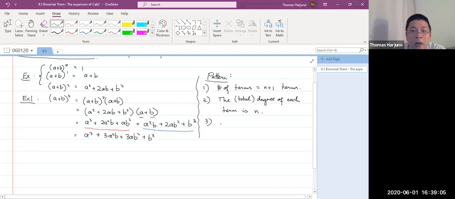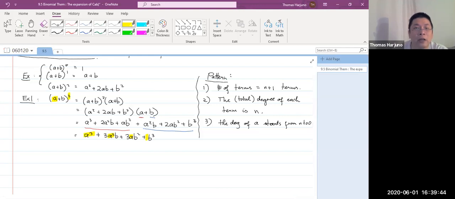Okay. The third pattern is that the degree of a starts from n down to the degree of 0. If we put them in order, right? So if this is the degree of 3, the first term being expanded will be a cubed, a squared, a, and then a to the 0, right?